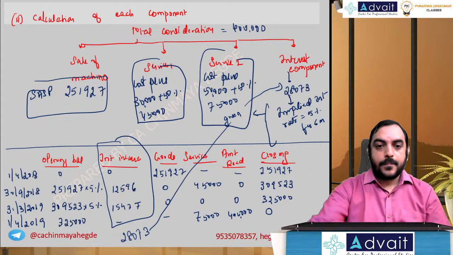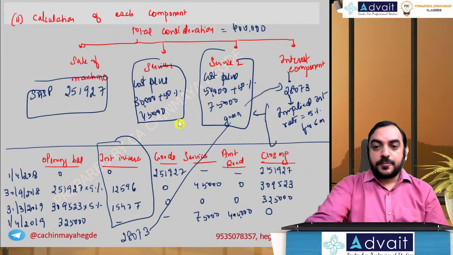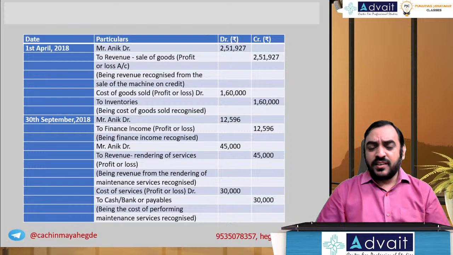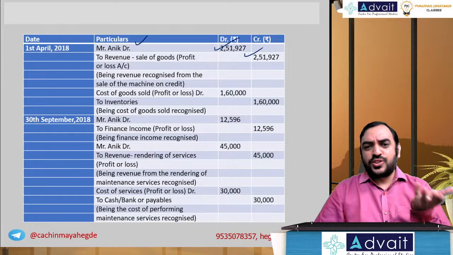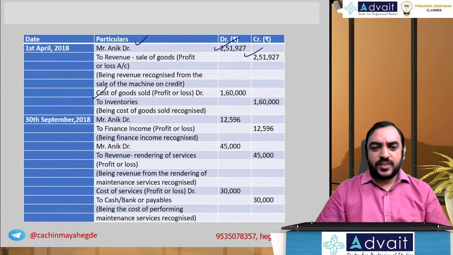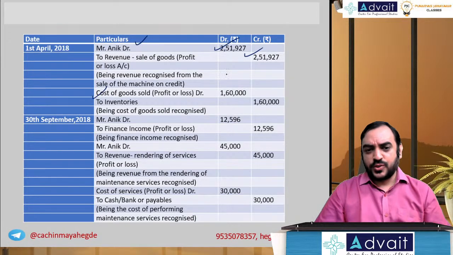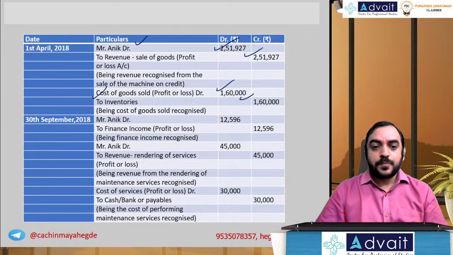Okay, fine. Third part of the question, they are journal entries. I'll quickly go through it. It is not going to be a difficult one. On 1st of April, debtor account, Ankit account to sales, sale value 2,51,923. And cost of goods sold, you can take it to P&L account. That's basically inventories becoming cost of goods sold. Cost of goods sold to inventory.